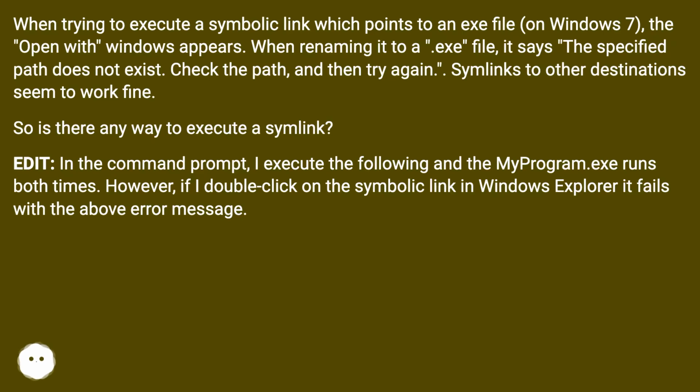Symlinks to other destinations seem to work fine. So is there any way to execute a symlink? Edit. In the command prompt, I execute the following and the myprogram.exe runs both times. However, if I double-click on the symbolic link in Windows Explorer, it fails with the above error message.